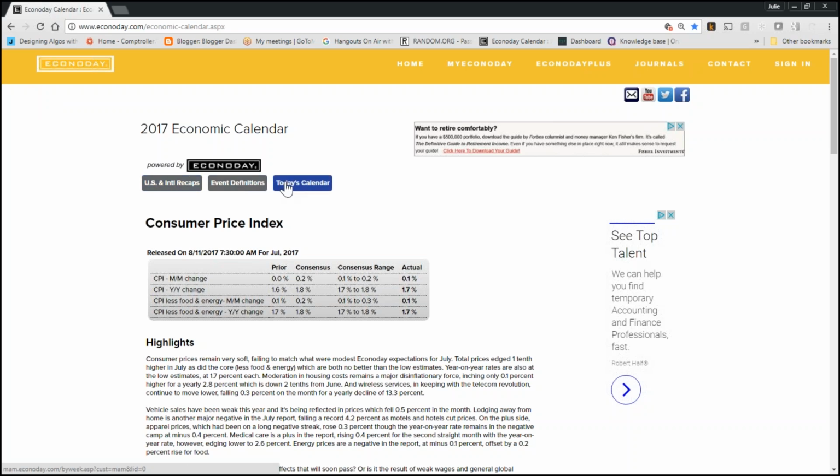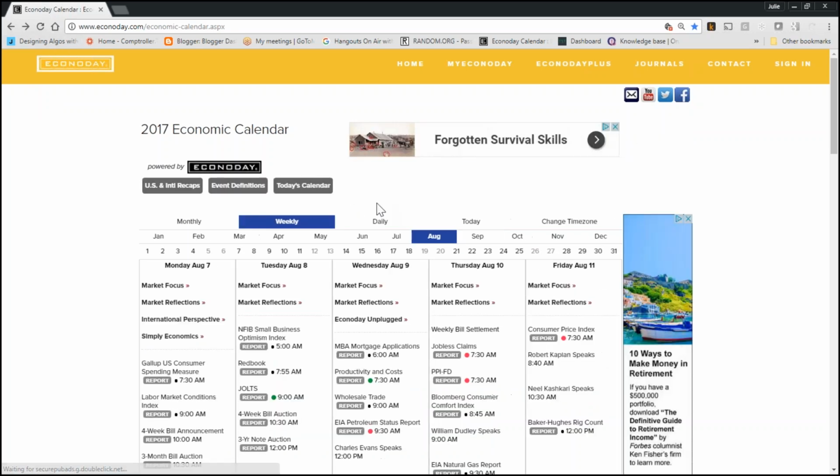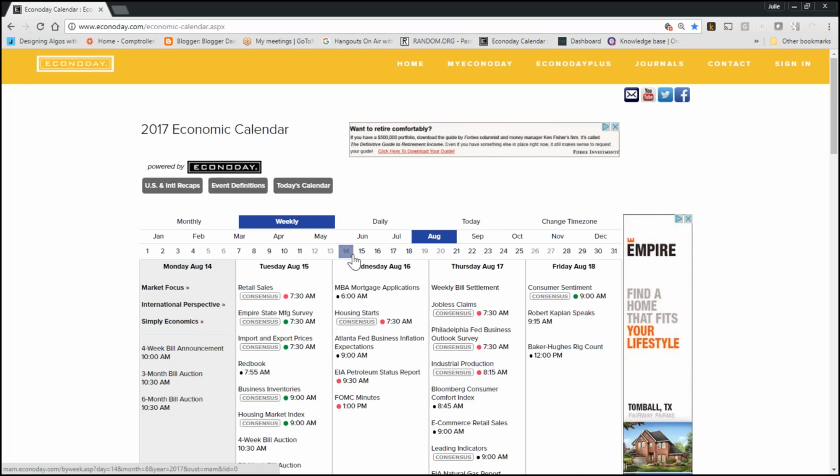Next week, retail sales, Empire Manufacturing, import-export prices. So Tuesday is going to be a really good day to trade because it's going to give us business inventories, housing index. Tuesday the 15th, awesome day because of all that inflation numbers. So up or down, got to be ready.